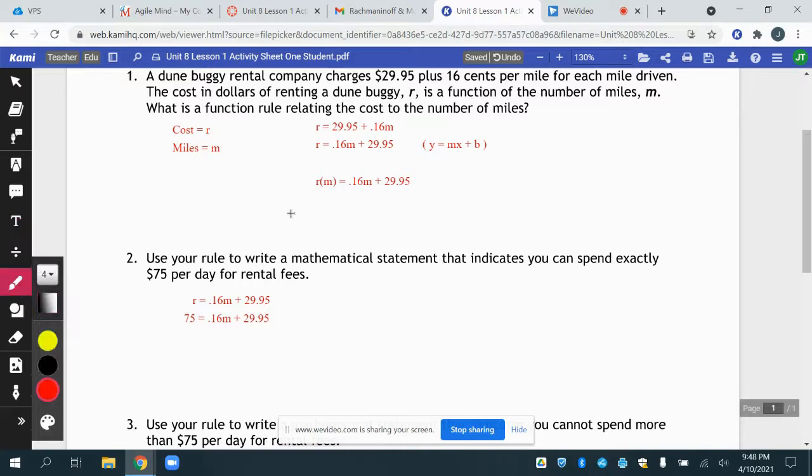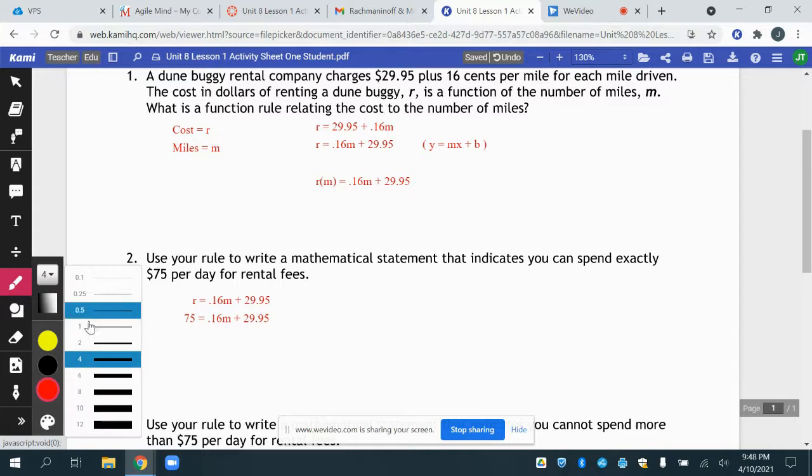Okay, so we got this. Oh, Control C. That is way too big.